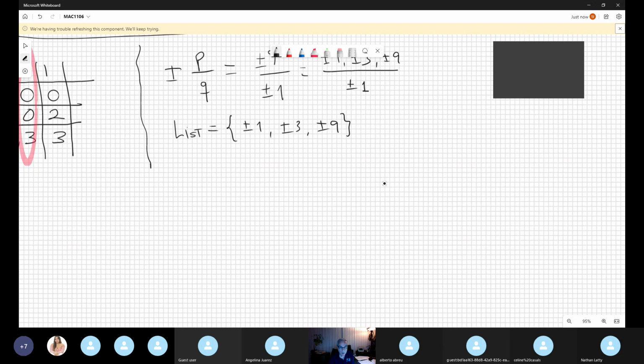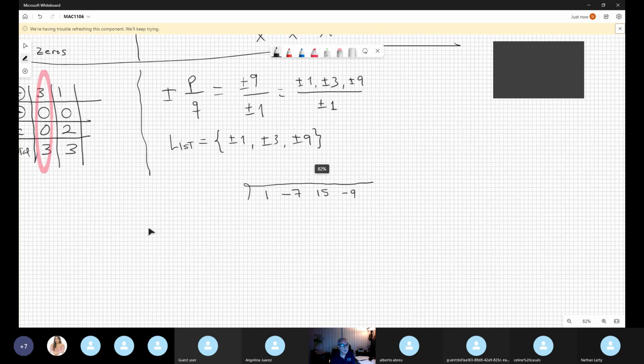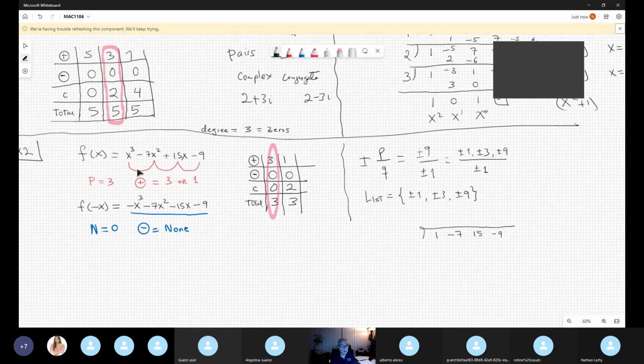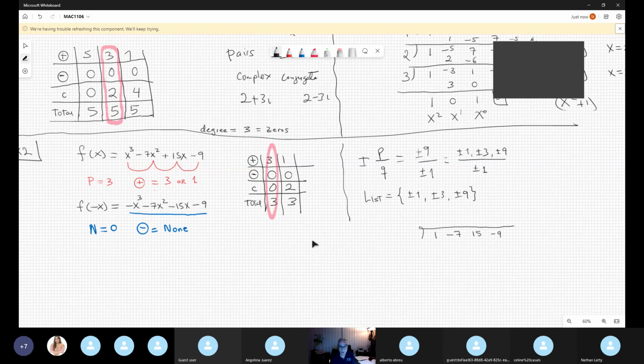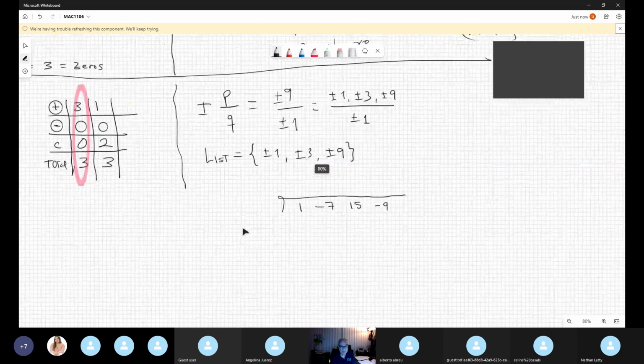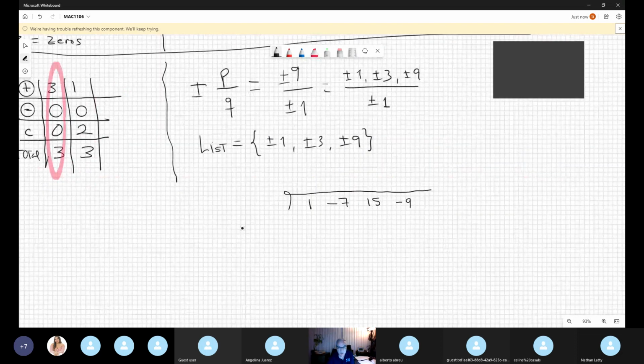The coefficients in this polynomial were 1, negative 7, 15, and negative 9. Let me double check. 1, negative 7, positive 15, and negative 9. Cool. Now I see in Desmos what this combination is. Positive 1 is good. That one is good.